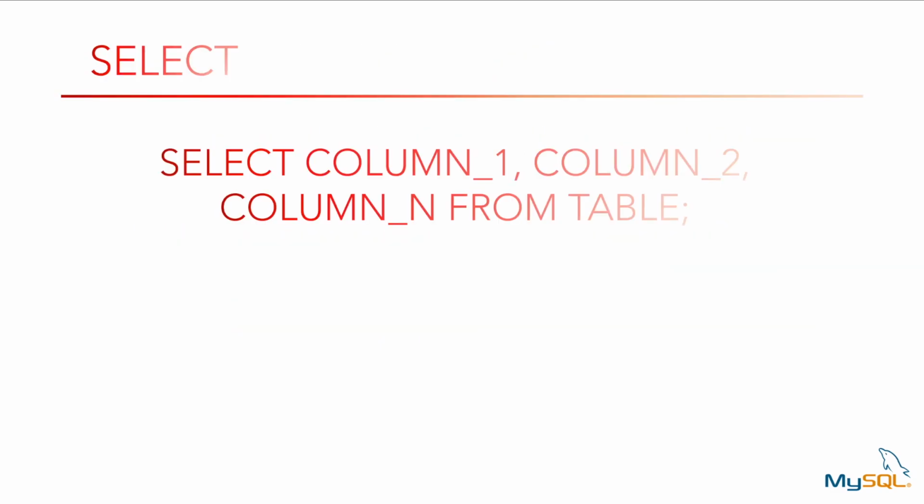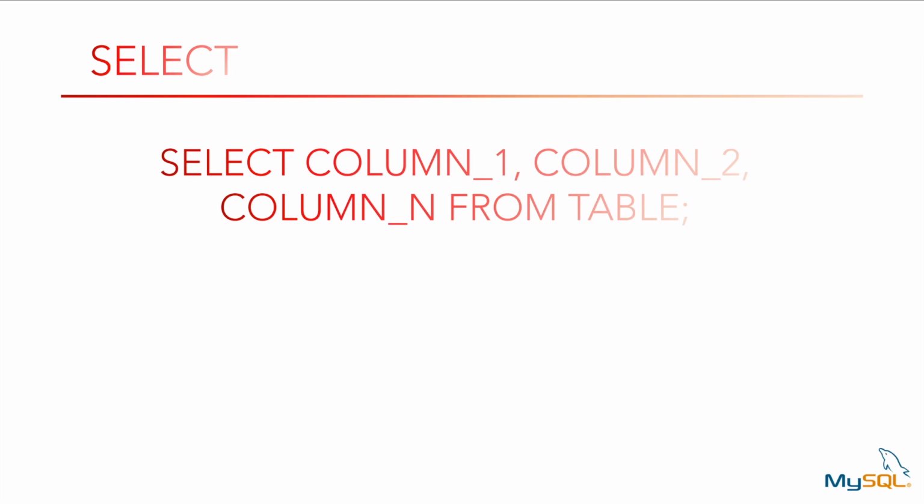The syntax for a simple SELECT statement is to type SELECT followed by the columns you would like to select, separated by a comma. When you specify the final column, you type FROM and then the name of the table you would like to query from. There is no comma before the FROM keyword.